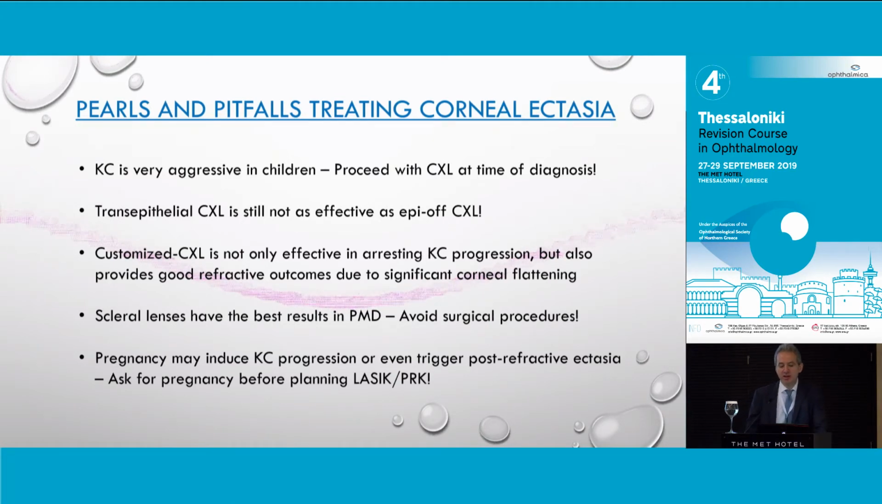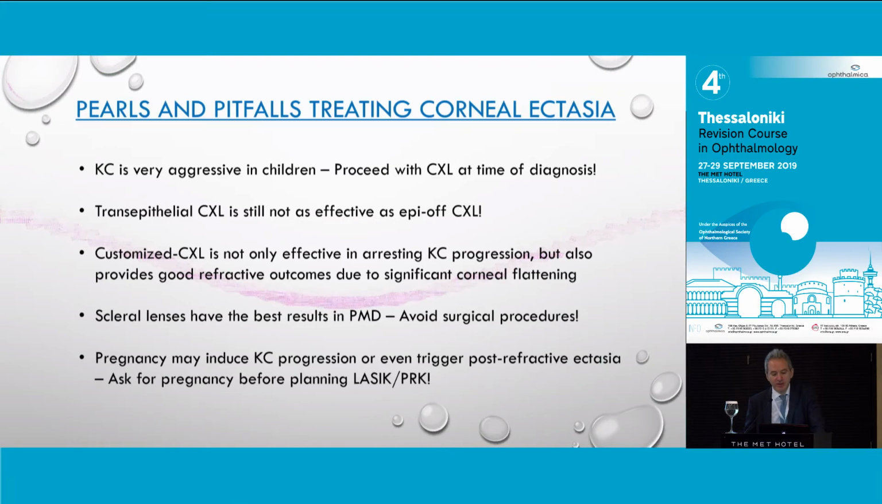Now, the new trend in cross-linking treatment is customized cross-linking, where we actually provide higher intensity in the area of the cone, and more specifically in the area of the posterior elevation of the cornea. So it's a more cone-focused treatment, and it seems that it's providing much better results in terms of corneal flattening. So a combination of modified surface ablation with customized cross-linking is possibly one of the best options for visual rehabilitation in patients with mild to moderate keratoconus.